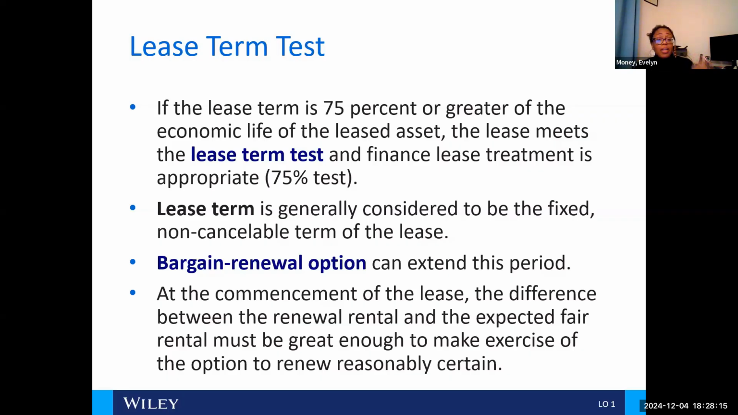If there is a bargain purchase option, or a bargain renewal option, I should say, that can extend that lease period. So in the example we just saw with the Honda, instead of the option to purchase it at $1,000, maybe there is an option to continue leasing that particular item for $50 per month. I think they were paying $400 per month before. Now we bring it down to $50 per month. Well, more than likely, the customer is going to take advantage of that, and that extends the lease term. So if there is a bargain renewal option, we do need to consider that in the lease term.